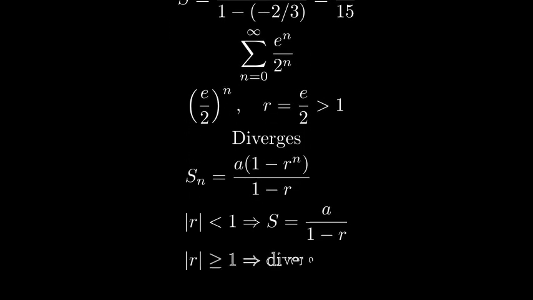Summary: the partial sum formula is a times (1 minus r to the n) over (1 minus r). If the absolute value of r is less than 1, the infinite sum converges to a over 1 minus r.